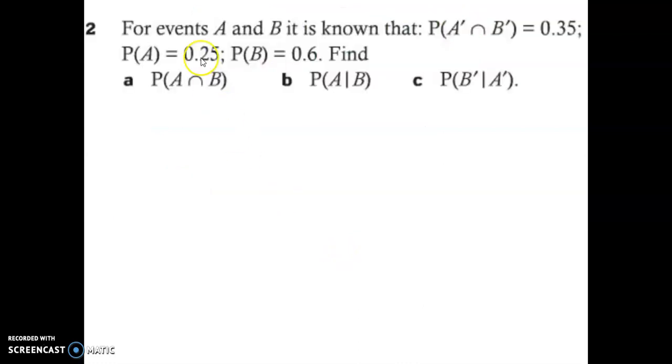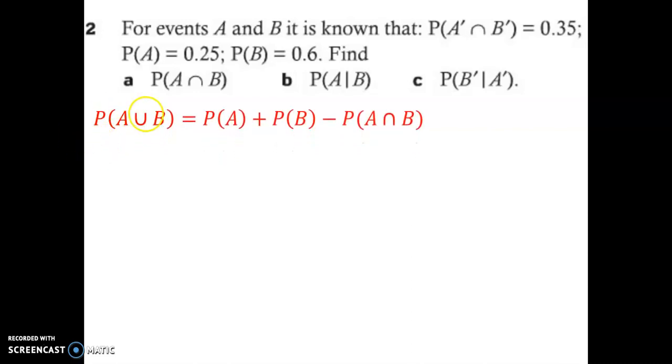Let's take a look at problem 2. All we are given is that the probability of A' intersection B' is 0.35, and we're given probability of A and B as well. We have to begin by finding the probability of the intersection of A and B.